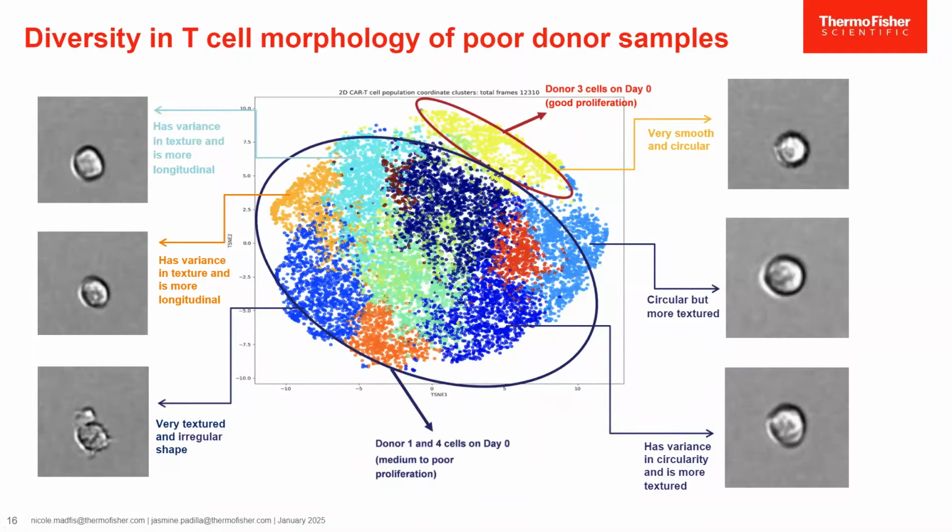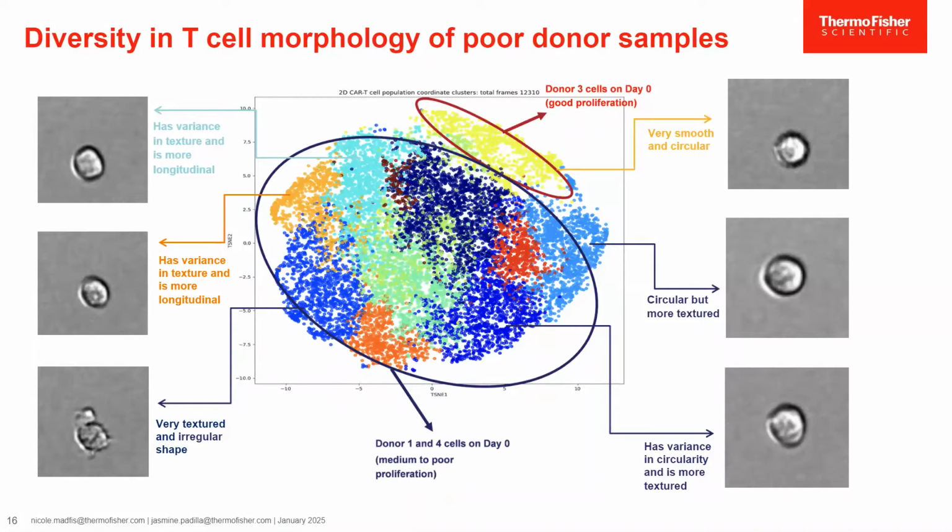We then pulled some images that belong to each of the different morphology clusters, and we can see that donor 3, which was our best performer, has very smooth and circular cells, and this was pretty consistent across all of the day 0 samples from this donor. On the other hand, donor 1 and 4 had many different profiles that varied in shape and texture in their own unique way.